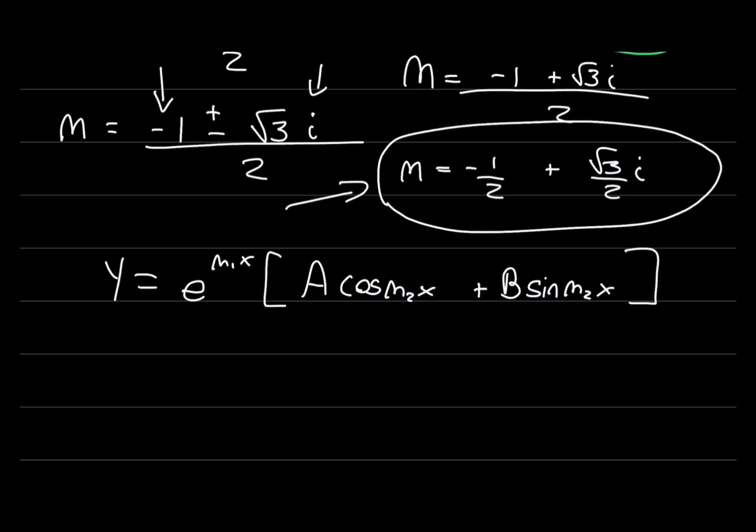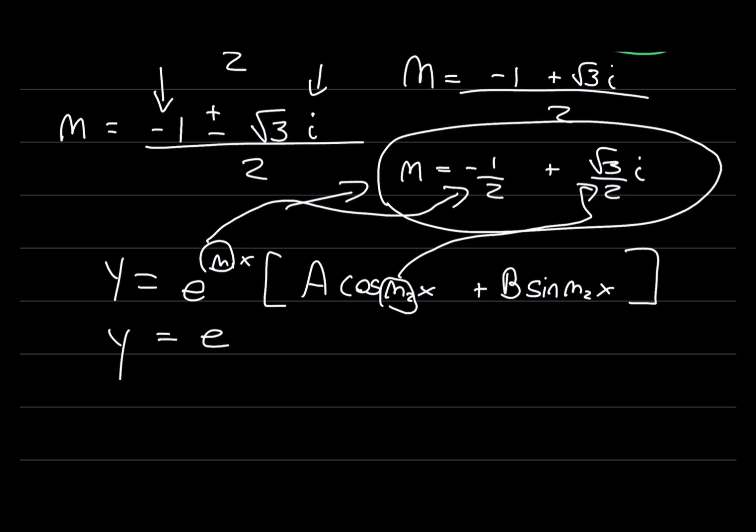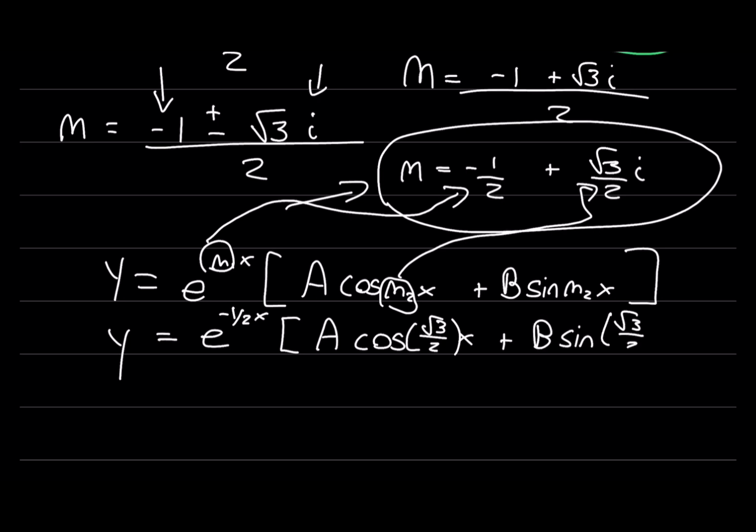And what's m1 and m2, you might ask? Well, m1 is simply your real part, and m2 is your complex part. So knowing that, we can say y is equal to e to the m1, which is negative 1 over 2 x, times a cos of root 3 over 2 x, plus b sine root 3 over 2 x. And that's simply how we do homogeneous differential equations. That's the entirety of it.